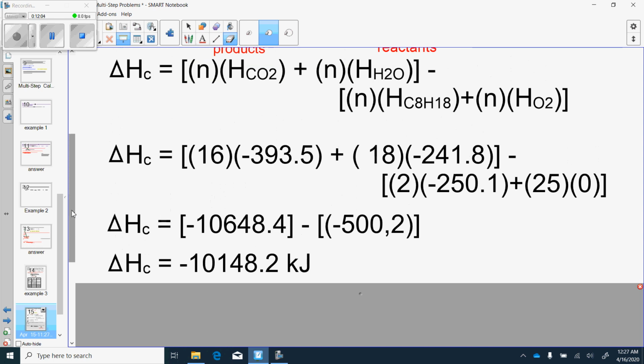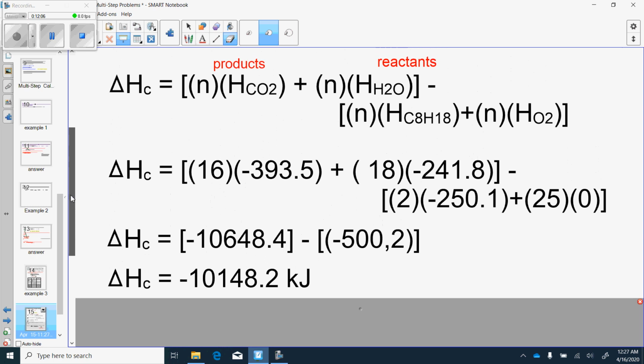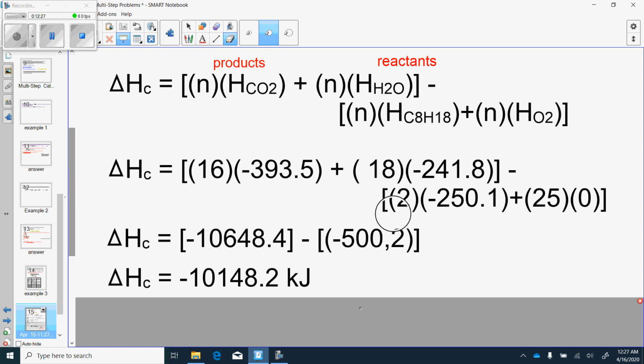Negative 10,148.2 kilojoules. I'll just bring it up here so you can see the whole thing in the frame. Lots of energy. It's a combustion, of course there is. We're releasing all of this energy when we combust. When we combust, how much octane? This is our total enthalpy, and if you remember, it was for 2 moles of octane.